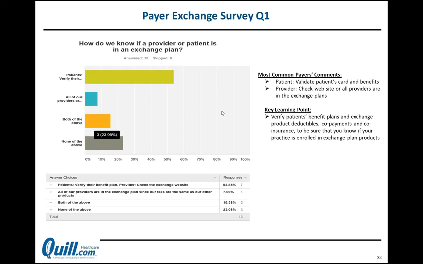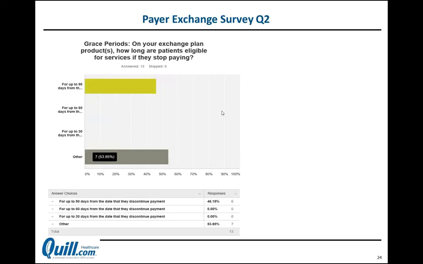How do we know if a provider or patient is in an exchange plan? And we've already identified scenarios where sometimes they show up and you don't know, but the most common comments that we got is that you need to essentially validate the patient's card and their benefit plan, or go to the website and basically be aware of the deductibles, the co-payments, co-insurance, and whether or not your practice is enrolled in the exchange plans.